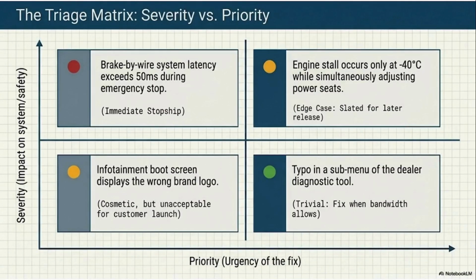Not all bugs are created equal. We use a triage matrix to balance severity against priority. A brake-by-wire latency issue is an immediate stop-ship because it impacts safety. Meanwhile, an engine stall that only occurs at minus 40 degrees Celsius while adjusting power seats is an edge case slated for a later release.